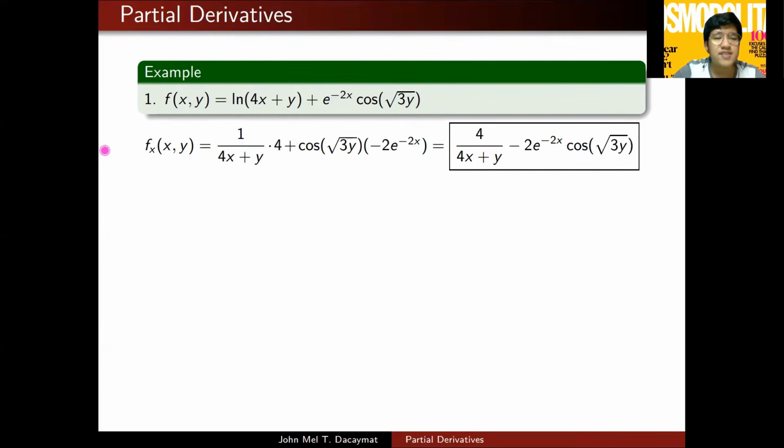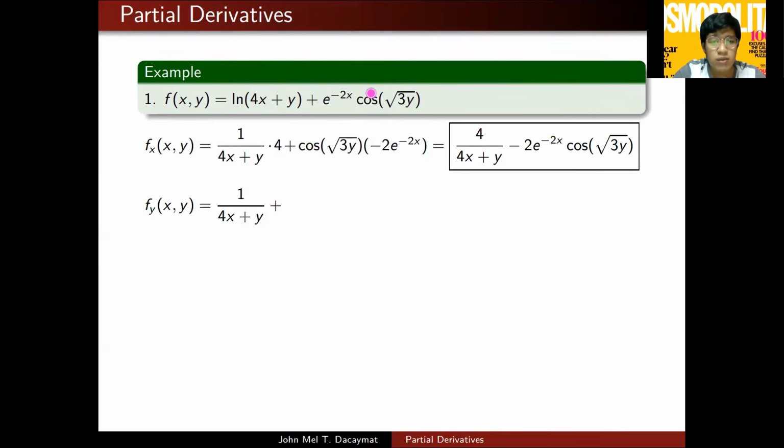Next, f sub y naman, no, isa pang pinapahanap sa atin. So, itong loob ng ln, may variable y pa din. So, differentiate pa rin natin siya. No? 1 over 4x plus y times 1 na lang. No? Kasi yung derivative ng loob, yung 4x plus y, derivative ng 4x, 0. Derivative ng, kasi constant lang siya, derivative ng y is 1 lang.